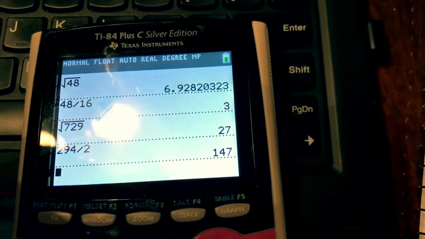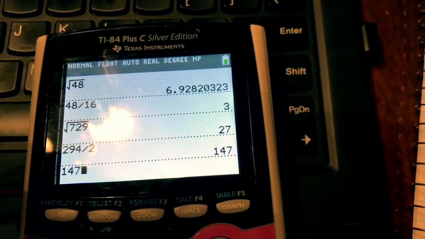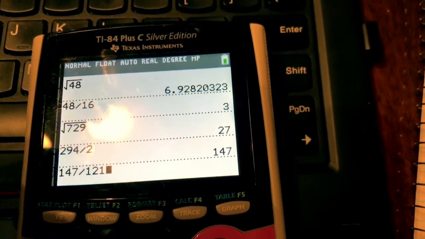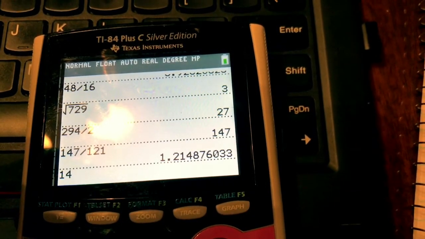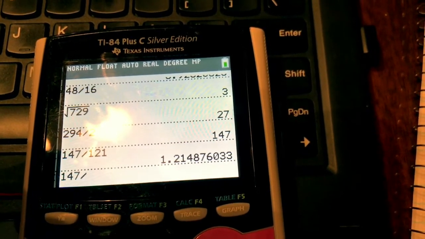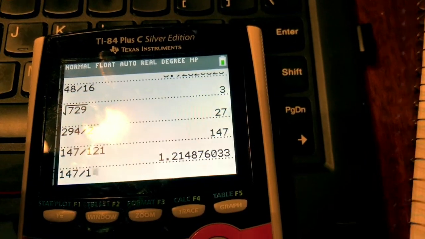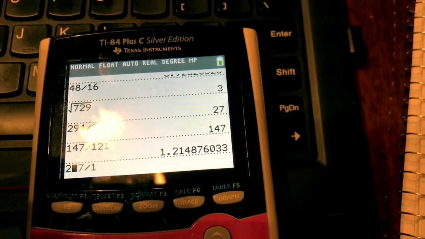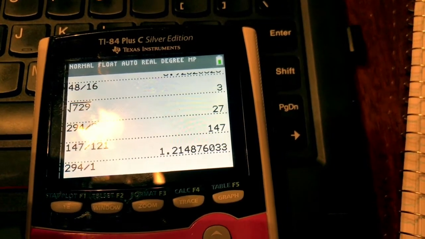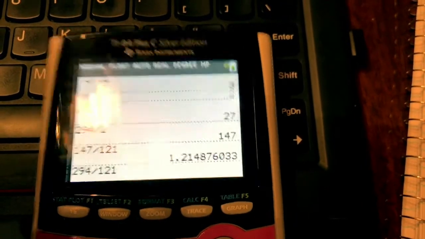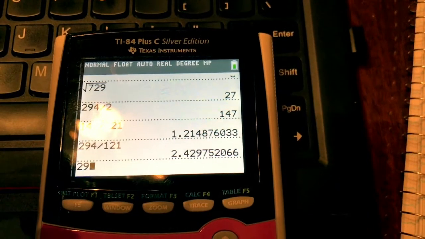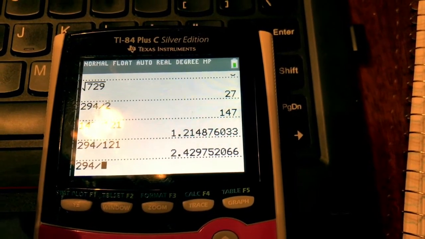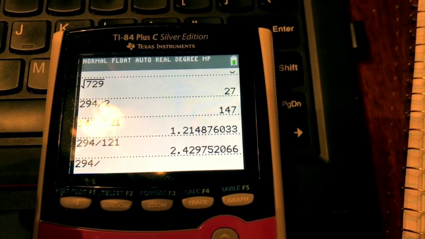So you could do 147 divided by 121, doesn't work. 147 divided by our next perfect square, which is 100, not 147. 294, we go back to the original. 294 divided by 121, didn't work. 294 divided by 100, we know that's not gonna work.